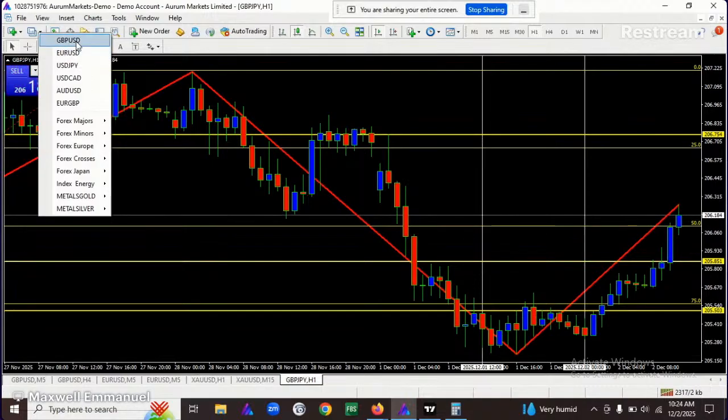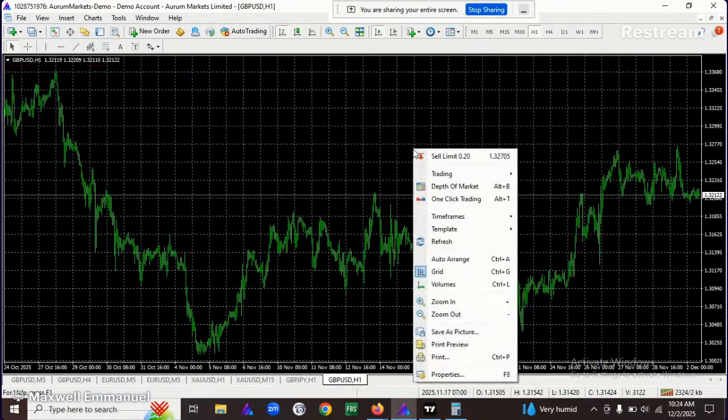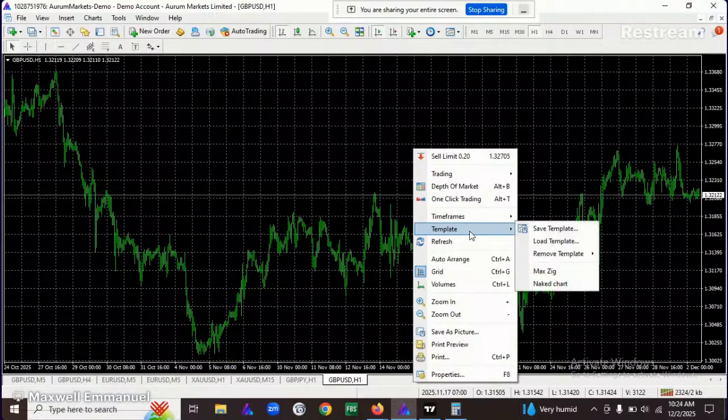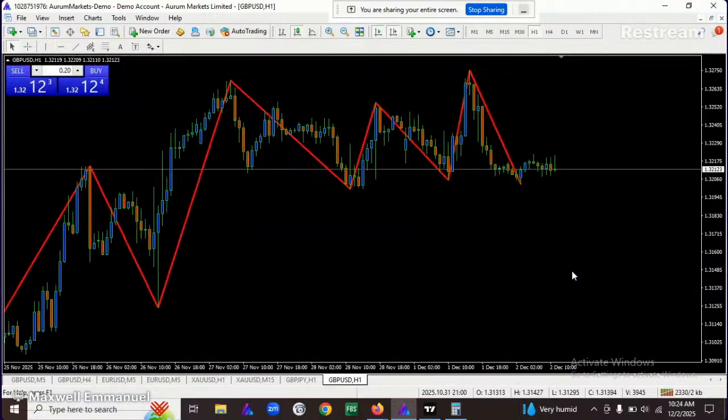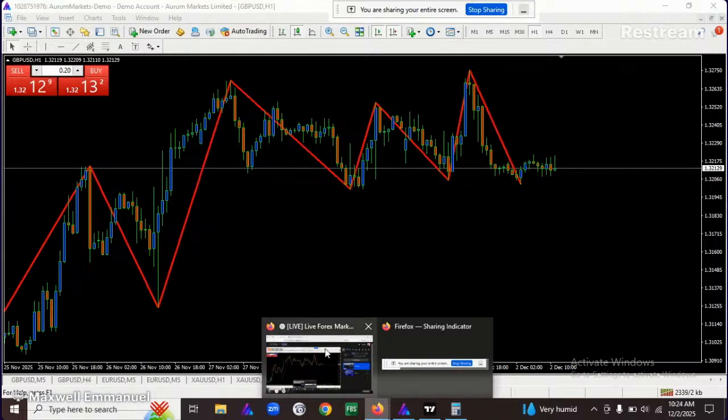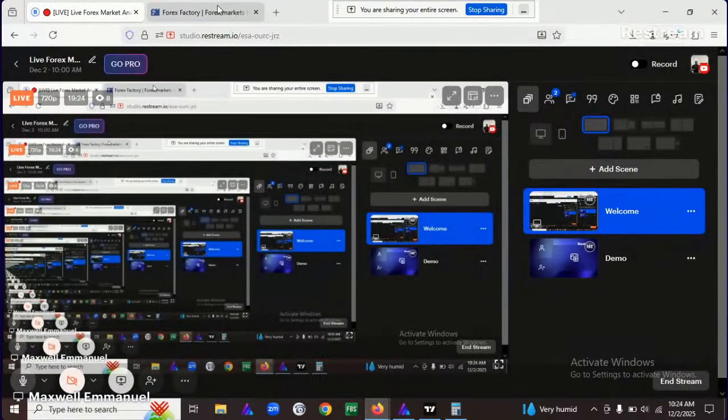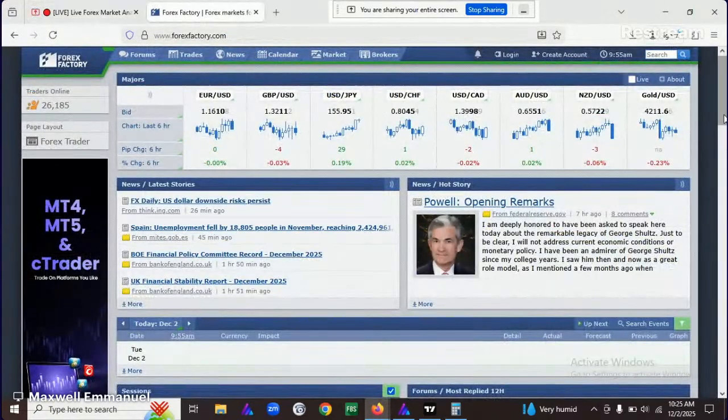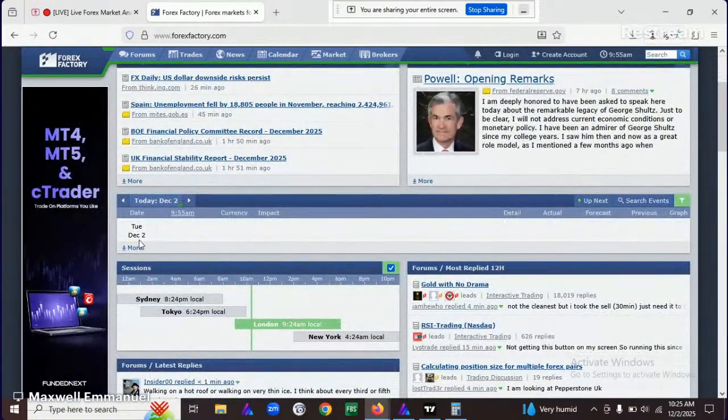So GBP USD. Okay, so you can see GBP USD is about to sell. Today, there are no major news. We're not expecting any major news today, unless Trump tweets.